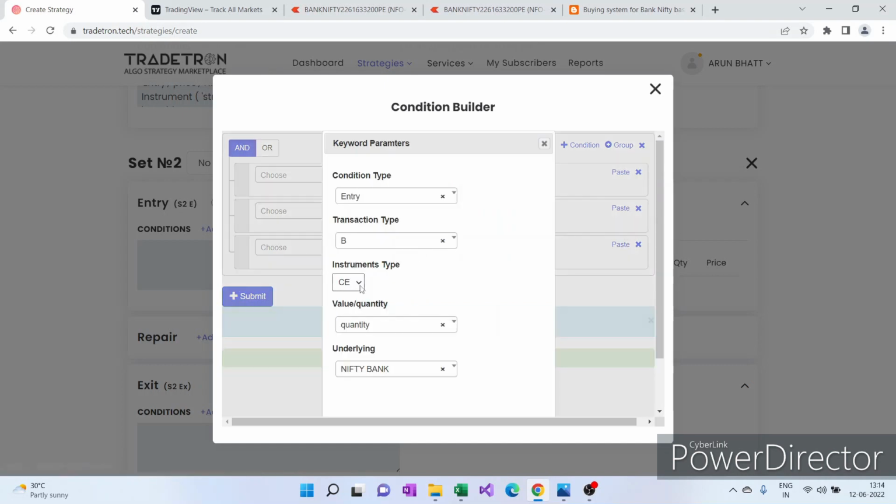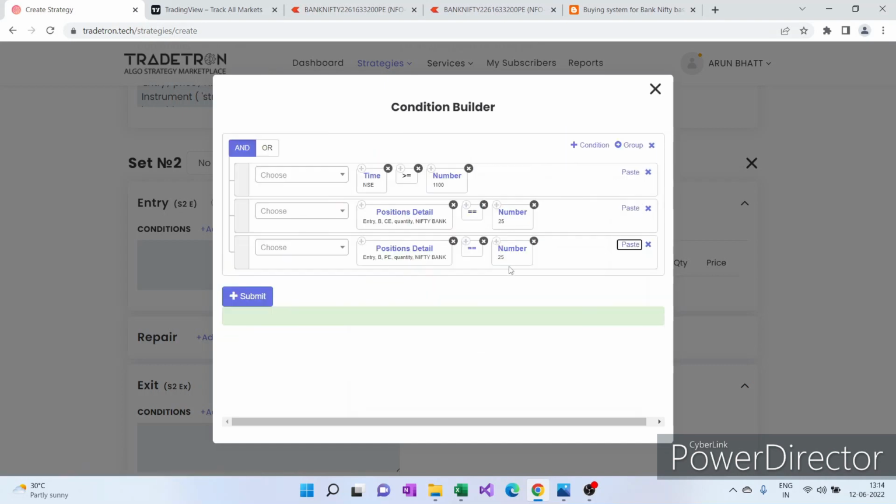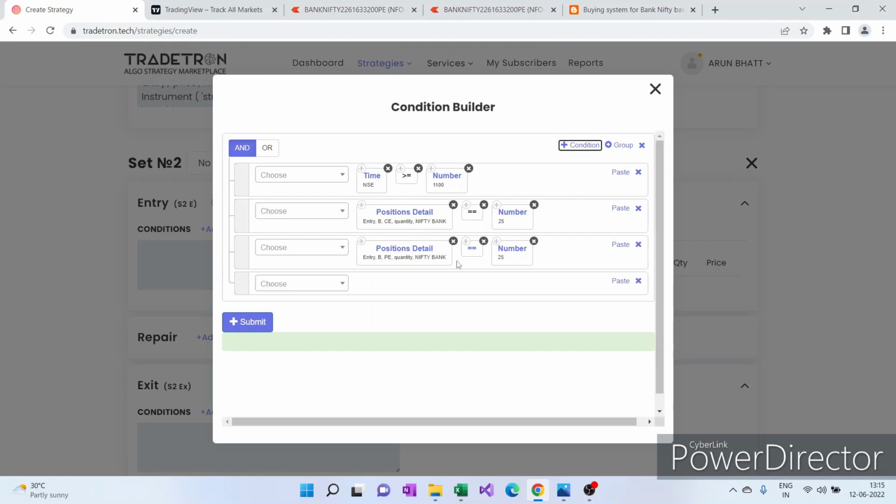And here we'll be saying position detail of P. So it means we'll be taking a position in P, or if the set 3 has been executed, the quantity of P will become more than 25, and this set will not execute. Now we'll be adding the open range breakout.